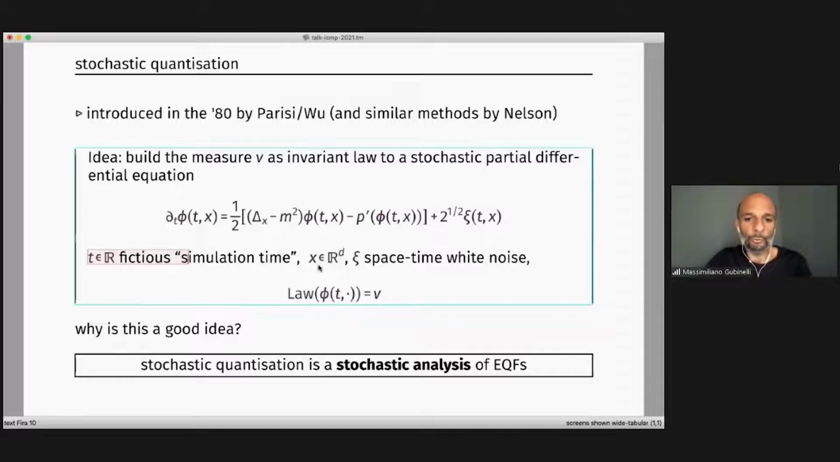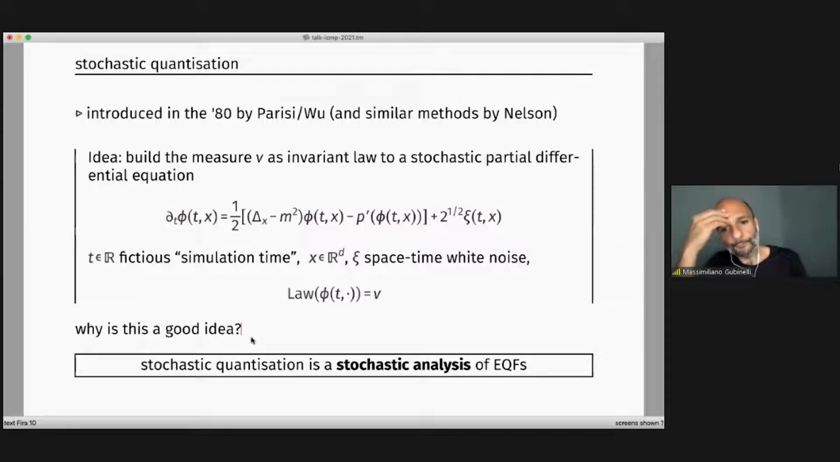You just want to look at the result of the evolution at a given time, and essentially the Euclidean field has to be the invariant law of this evolution, okay? Why is this a good idea? So my point in this talk is that this is a good idea.